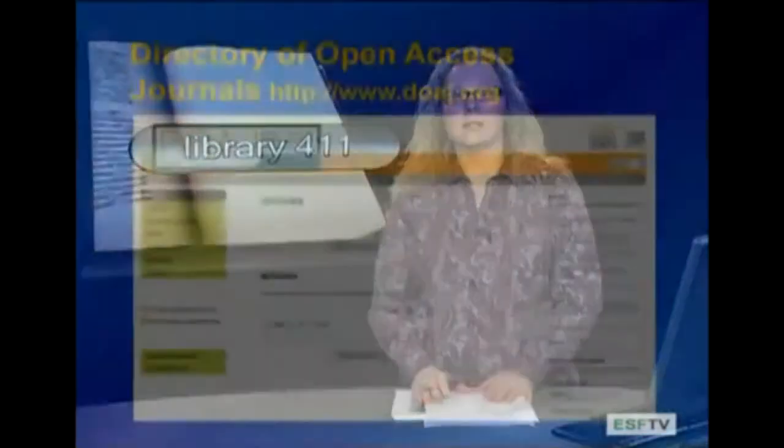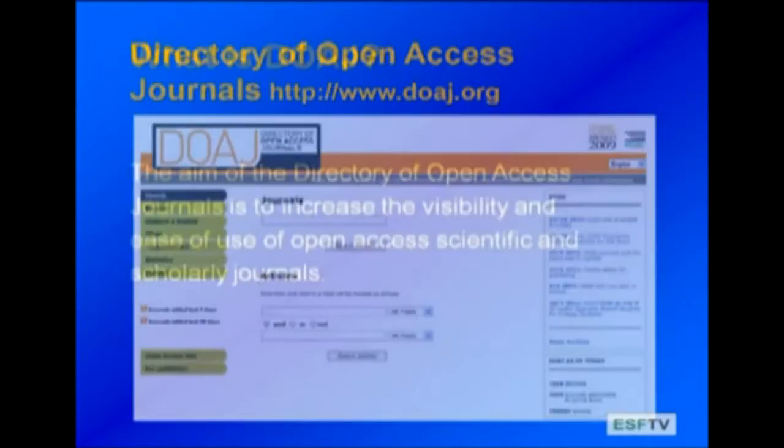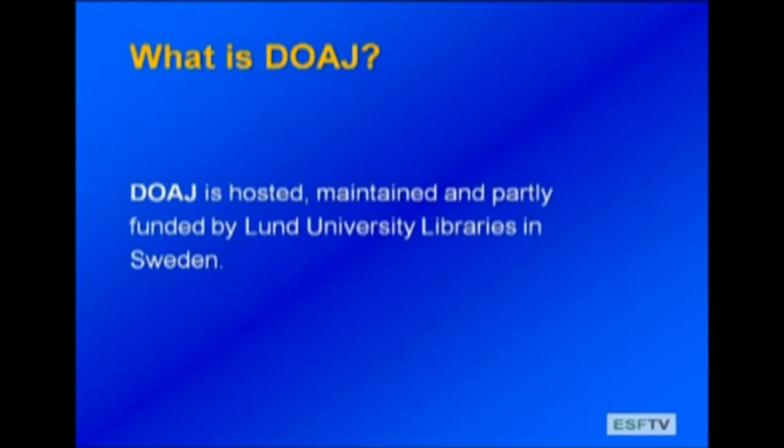Let's go ahead and talk about the Directory of Open Access Journals. Oftentimes it's just called DOAJ for short. The aim of the Directory of Open Access Journals is to increase the visibility and ease of use of open access, scientific, and scholarly journals. The DOAJ, the Directory of Open Access Journals, is hosted, maintained, and partly funded by Lund University Libraries in Sweden.